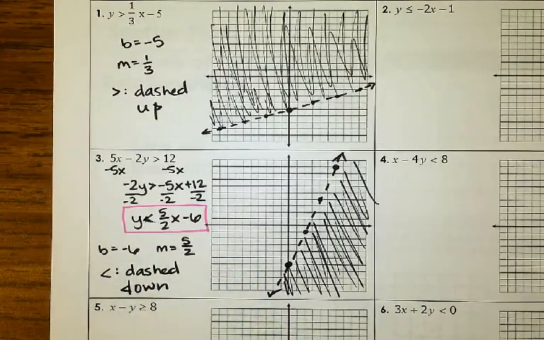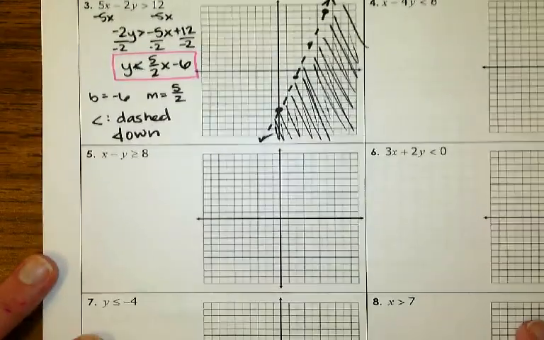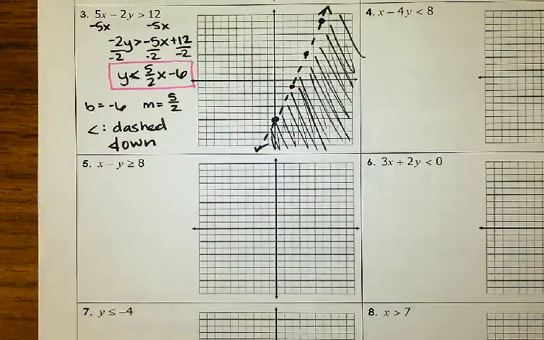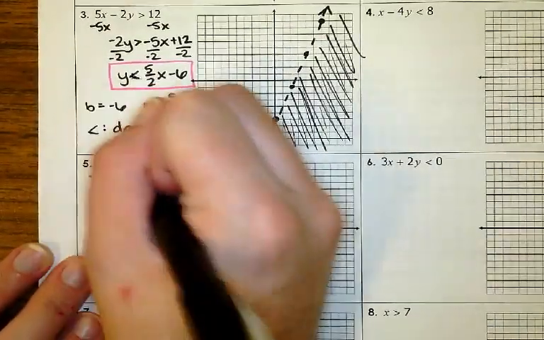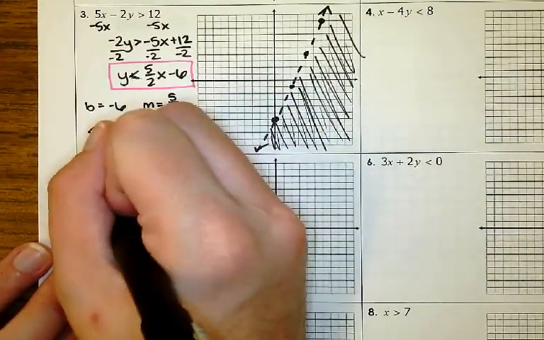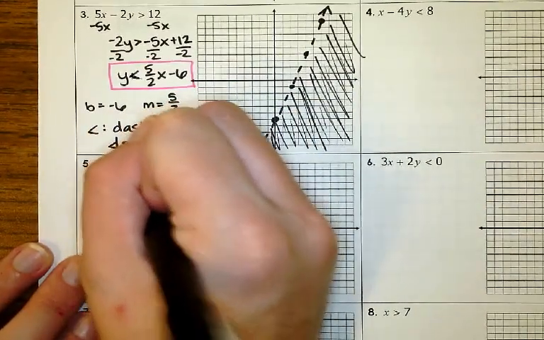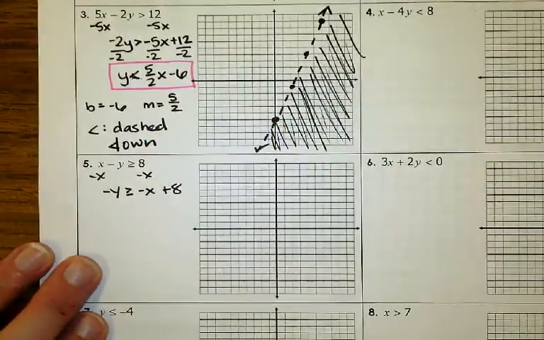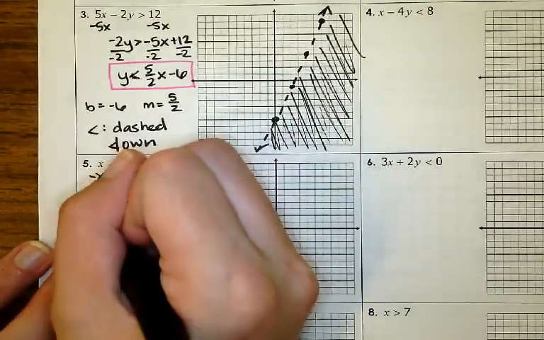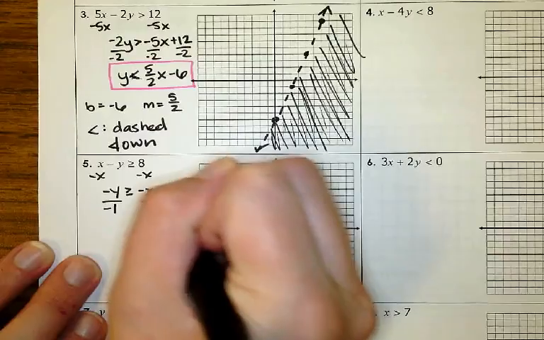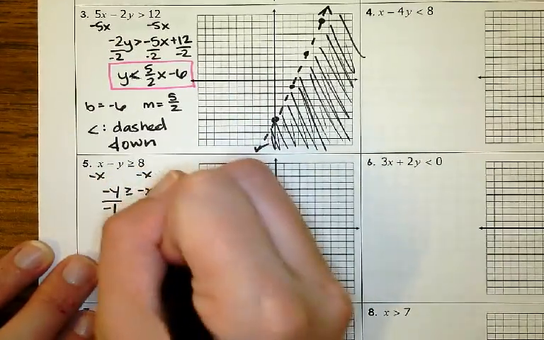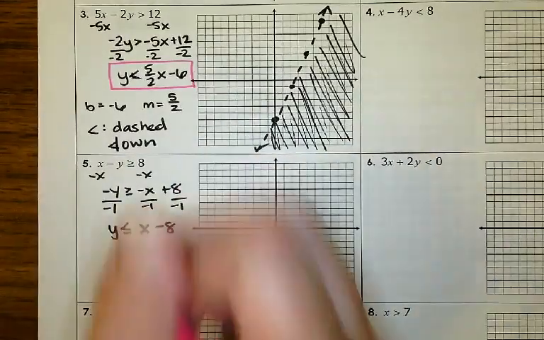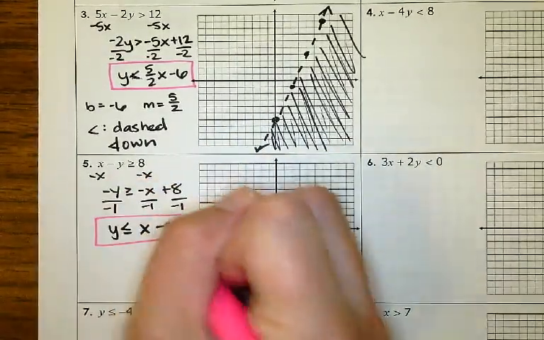All right, so I want to look at number 5 now. Is this one in slope-intercept form? No, it's in standard form again. So we're going to subtract x from both sides. So we get negative y is less than or equal to negative x plus 8. Are we done? No, we divide by negative 1. So we have y is greater than or equal to x minus 8. Y'all feel good about that? You guys see how I changed the sign? Because we divided by a negative there.